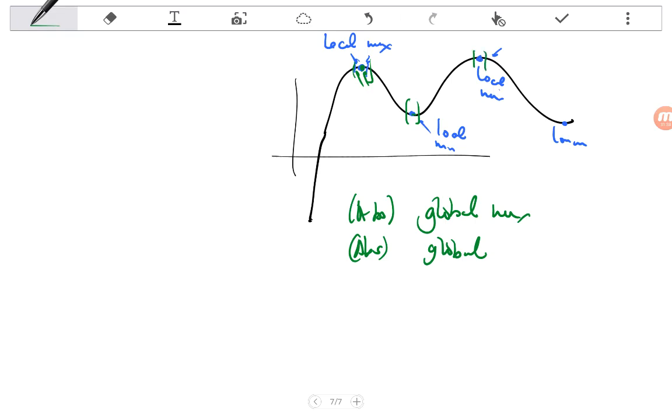But what is a global maximum? For example, this level is just greater than this one. So this point will be my global maximum of the function. Okay? This point is the global maximum of the function. What is the global minimum of this function? The last one? It is this point.